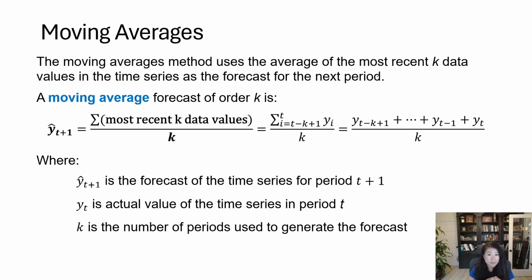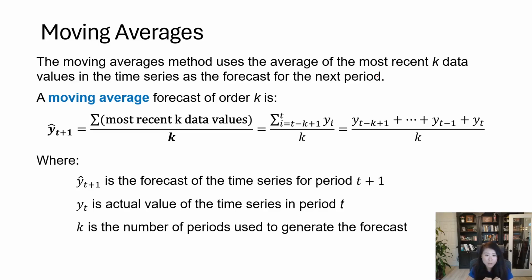First, let's look at the moving average. The moving average method uses the average of the most recent K data values in a time series as the forecast for the next period. It's a little bit like what we just saw about using your historical average to calculate the forecast value. However, in the last video, if you were in week 1 or week 2, you used the last 1 week, and in week 3, the last 2 weeks. So every time you forecast, you use a different amount of historical data. That's not what we're talking about here.